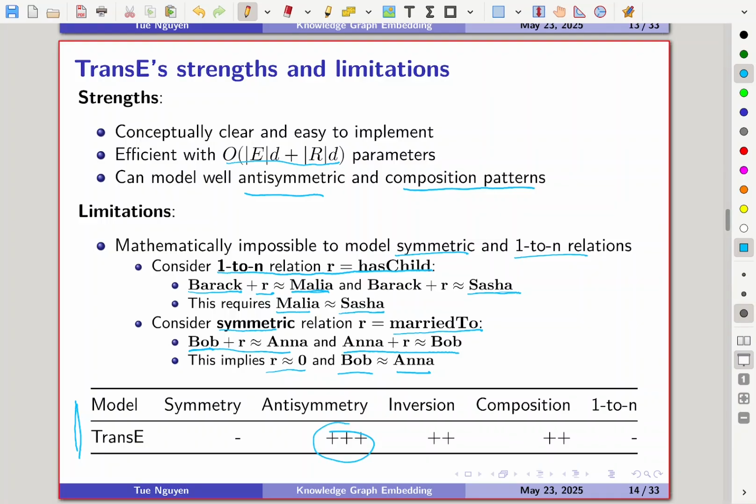So here's just a summary of how expressive TransE can model the 5 relation patterns. It's very good at modeling anti-symmetry, moderately well in modeling inversion and composition, but it cannot model symmetry and one-to-n.